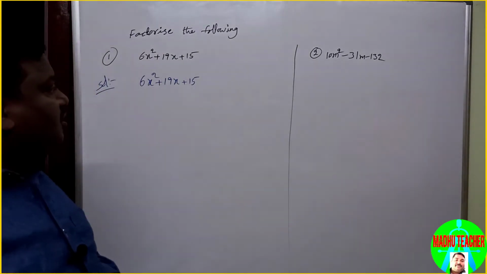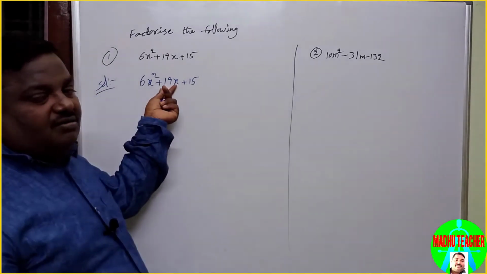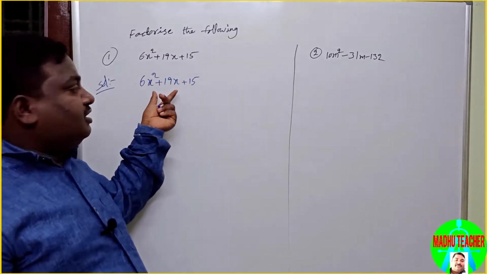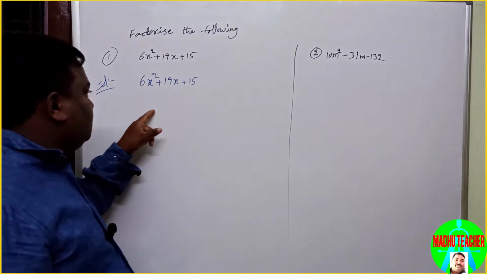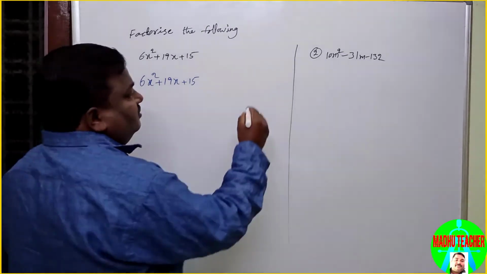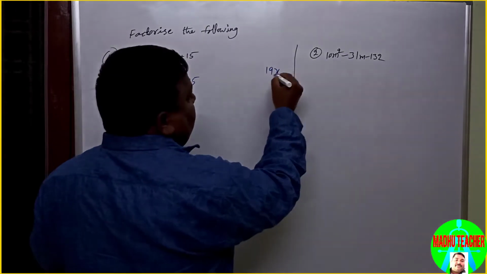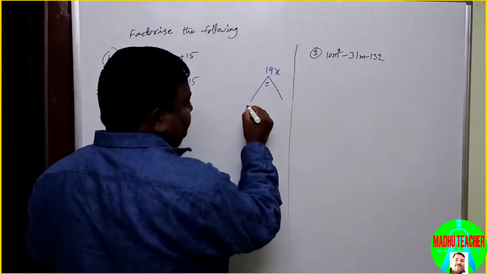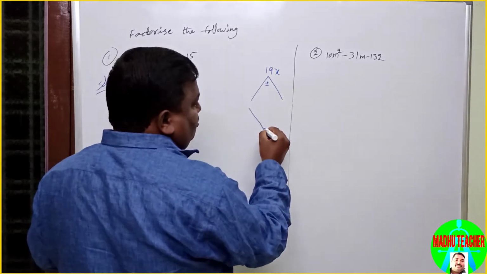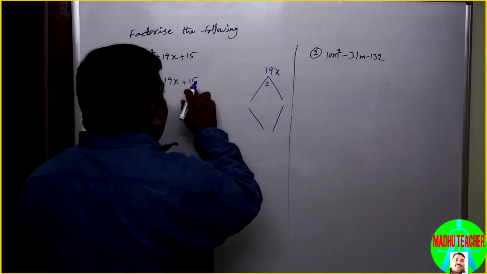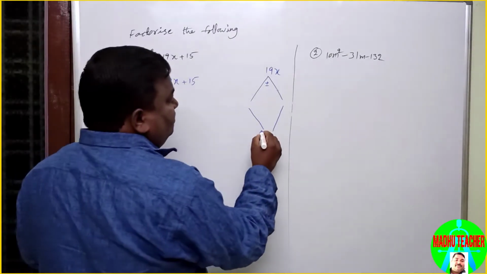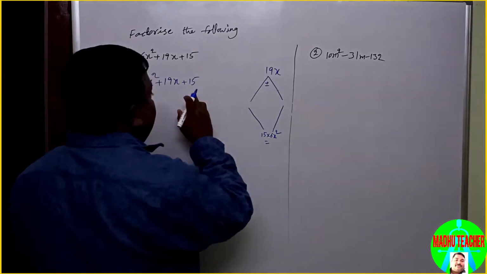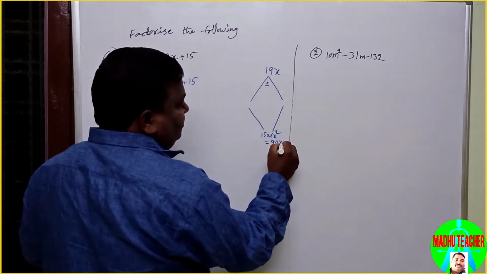To factorize a quadratic polynomial, we have to split the middle term, that is the x term, into two parts. Their product should be equal to the product of these two terms. That means split 19x by using addition or subtraction, and their product should be equal to the product of these two. That is 15 into 6x square, that equals 90x square.